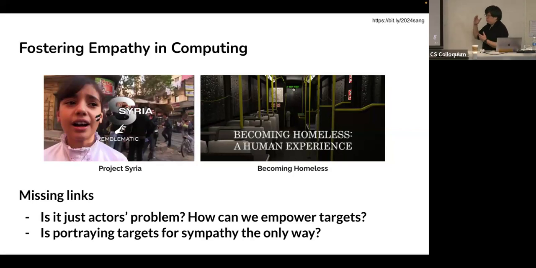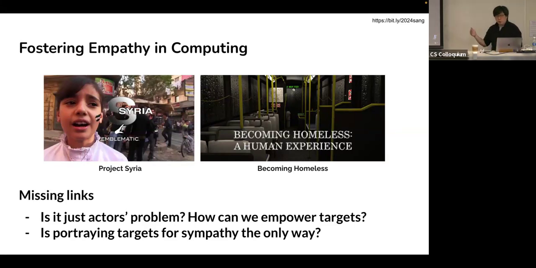I think this is a great approach, but I also feel there is something different here. One missing thing, I thought, is: is it just the actor's problem? How can we involve targets? In this content creation, you don't see the actual people who live like that. I don't know if they actually invite them to inform the design of this content. A lot of the time we just frame the problem as, oh, you've got to empathize, so it's your problem. But it may not be. There could be something else that we can do for the target. So that's the message I'm conveying here today.